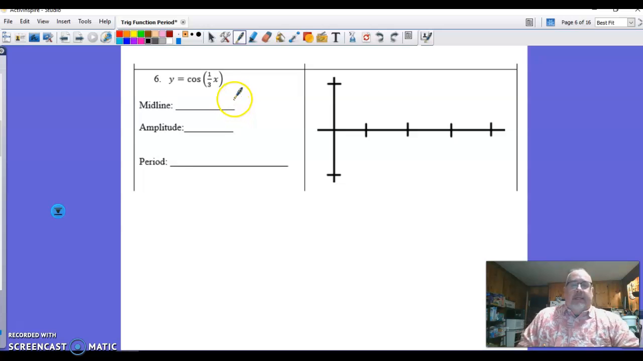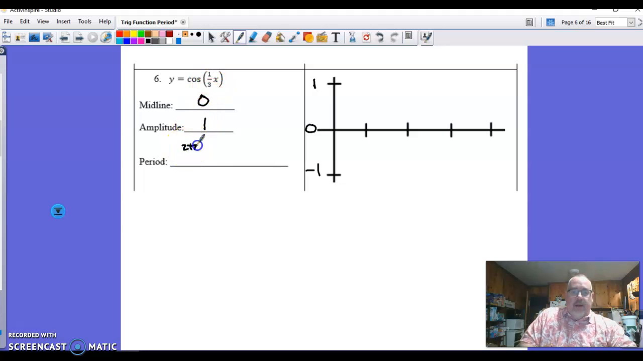Number 6, cosine function. Midline again is still 0. The amplitude is still 1. 0 in the middle, up 1, down 1. The period this time, it's the same idea. If it's a fraction, you can just do 2 pi over 1 times the reciprocal. So that would be 3 over 1, which would make it just 6 pi.